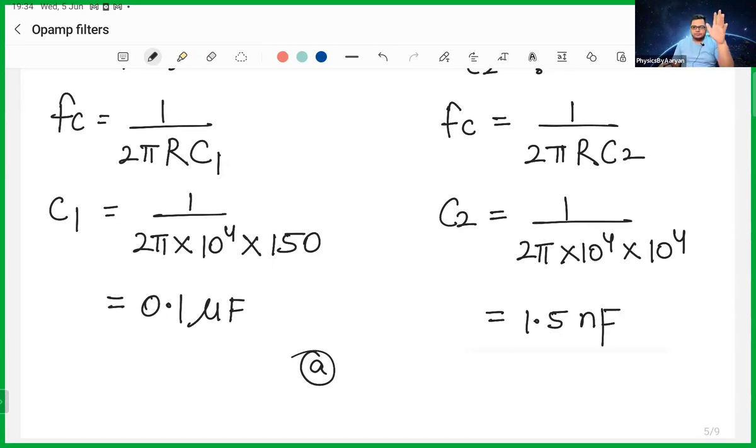And very straightforwardly, I say that I don't have a nanofarad capacitor, because in the market it's not easily available. I have picofarad or I have microfarad. Nanofarad is not there. Now what will you do? As a supervisor, I say that I have a picofarad and a microfarad. Now what will you do?